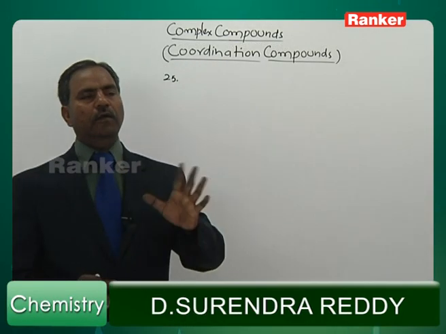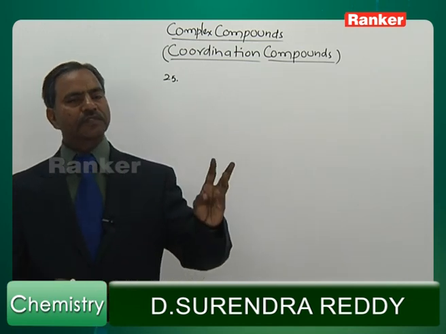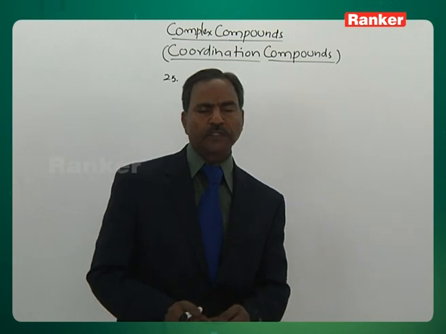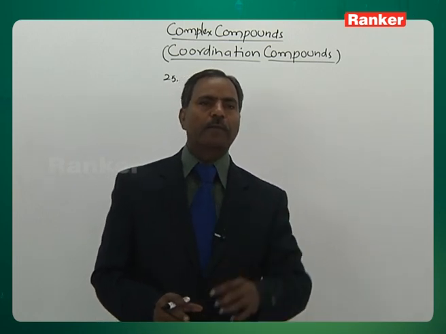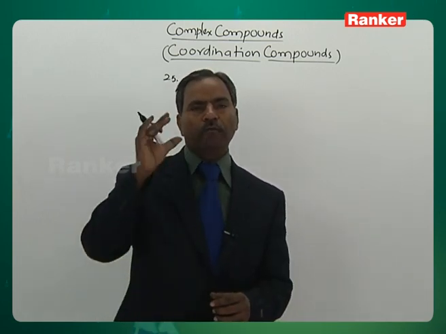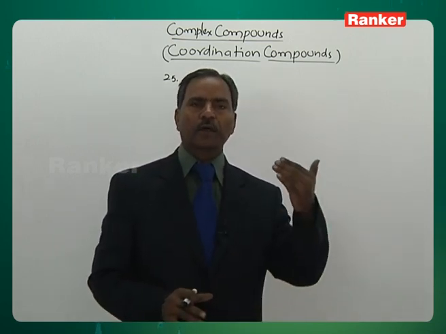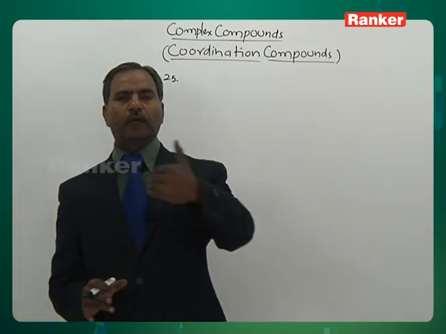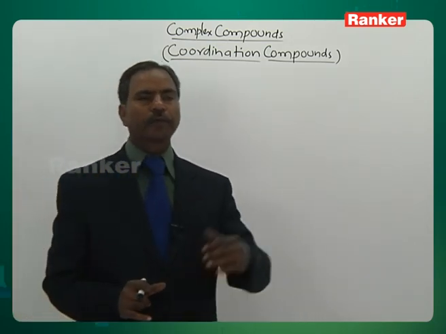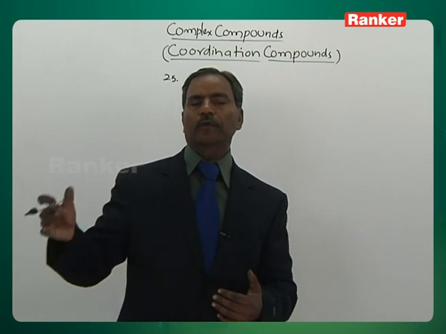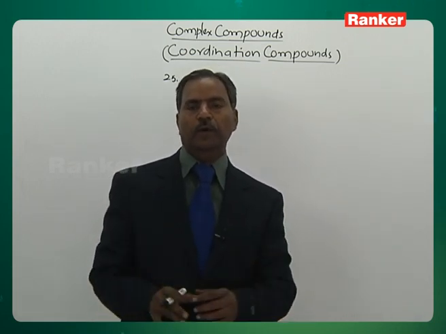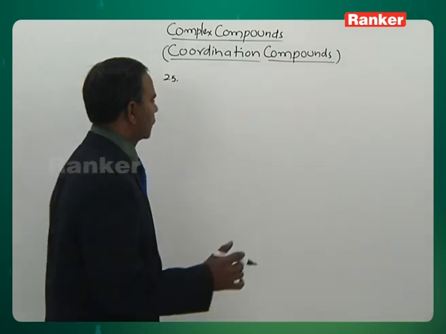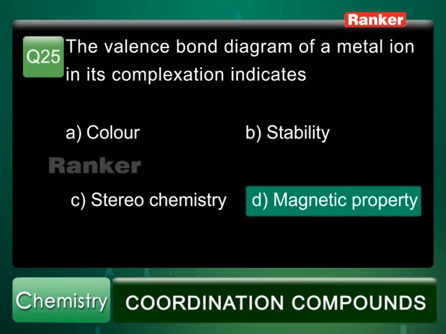The postulates are not talking about anything regarding color, stability or stereochemistry. This particular valence bond theory is completely based on the magnetic properties of a complex. So the valence bond diagram of a metal ion in its complex indicates only magnetic property. Inner orbital complexes are found to be diamagnetic and outer orbital complexes are found to be paramagnetic, so it explains the magnetic property of a complex. Therefore, the answer to the 25th question is D.